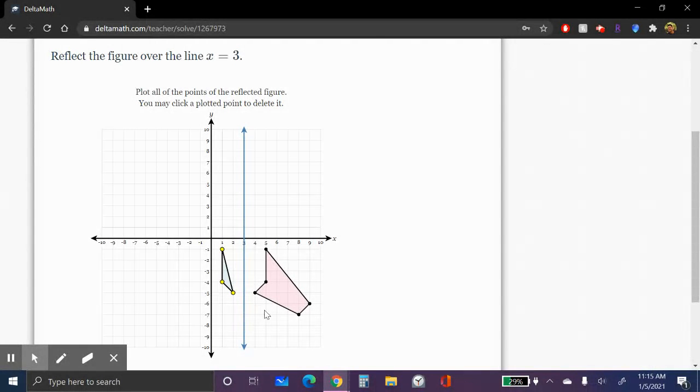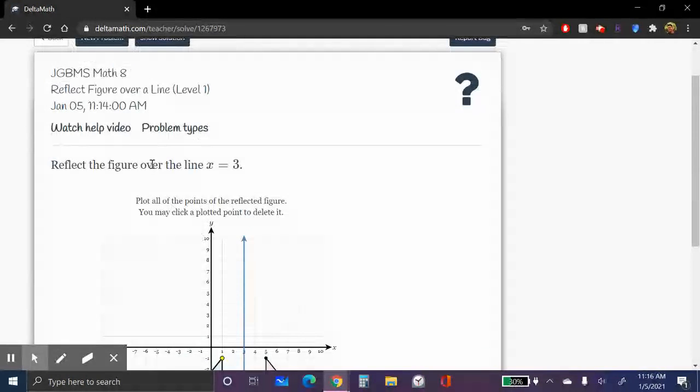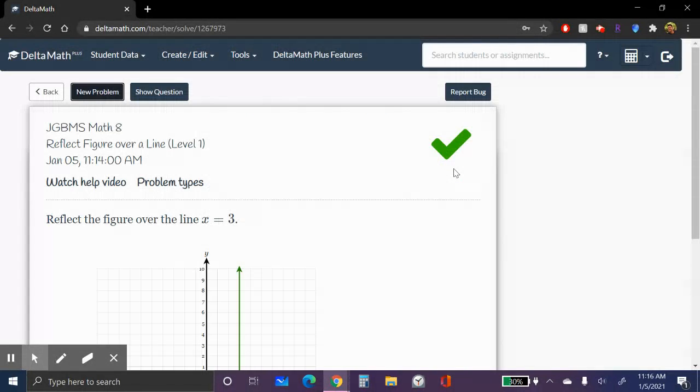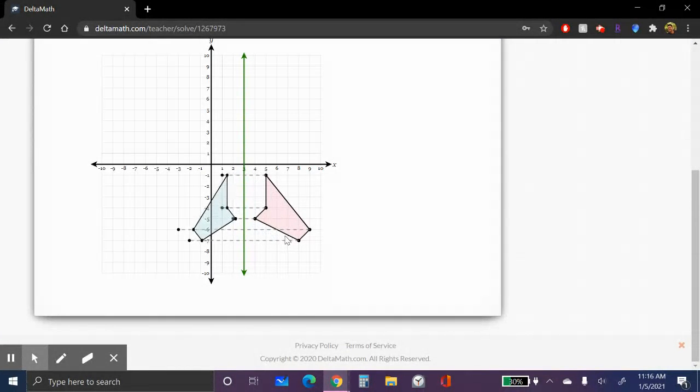Let's see here. 1, 2, 3, 4, 5 right. 1, 2, 3, 4, 5 left. And then one more, as far as this goes. 1, 2, 3, 4, 5, 6 right, and 1, 2, 3, 4, 5, 6 left. Bam. And there is my reflected image. So we're just comparing where it lies in correspondence to the line. We're going to submit this. Look at that, flipped it right over the line.